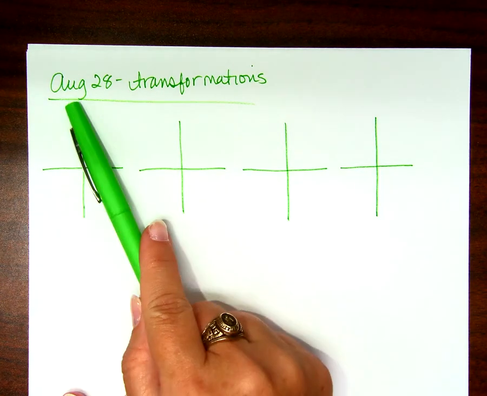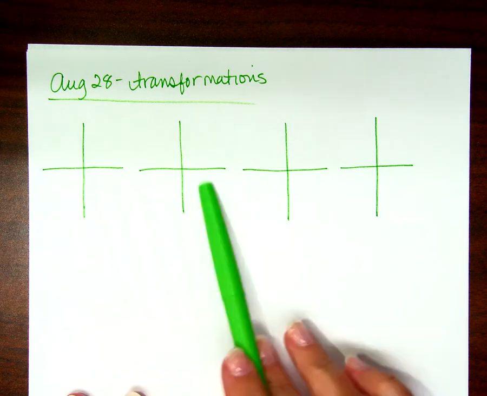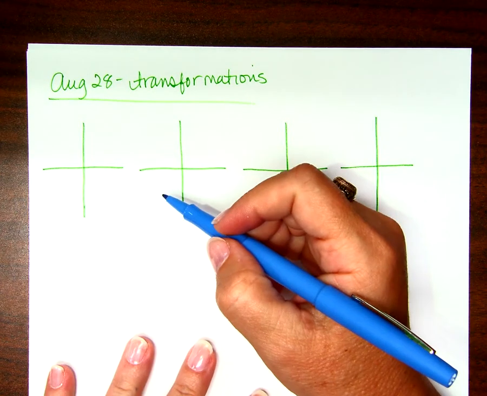So we have the date at the top of our notes. We have the general topic at the top of our notes. And I've given you 4 X and Y axes on which to draw parent functions today, right? So the first one we're going to talk about is this one.